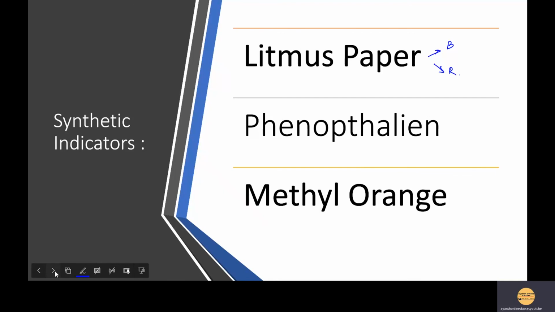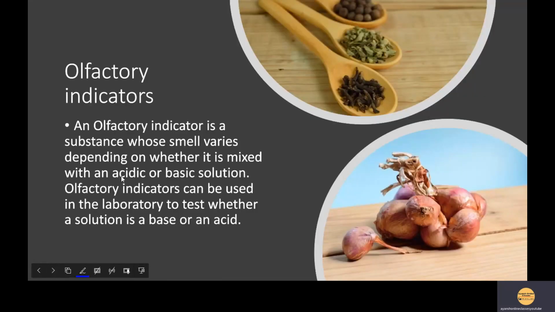Then next we come to the olfactory indicators. Now an olfactory indicator is a substance whose smell varies depending upon whether it is mixed with an acidic or basic solution. As we had guessed, olfactory is related to our senses somehow. Now which sense of ours is used here? Here we are using the sense of smell, taking the aroma.